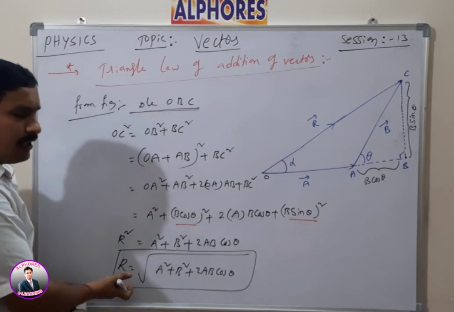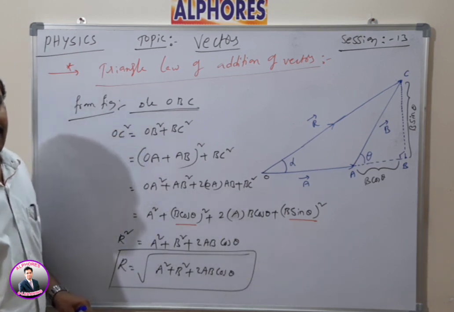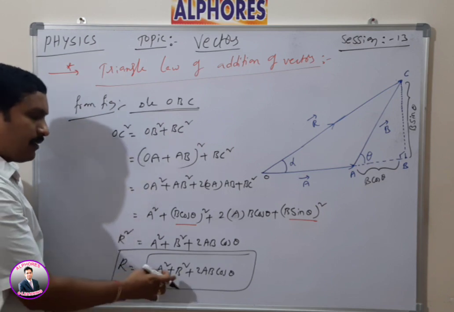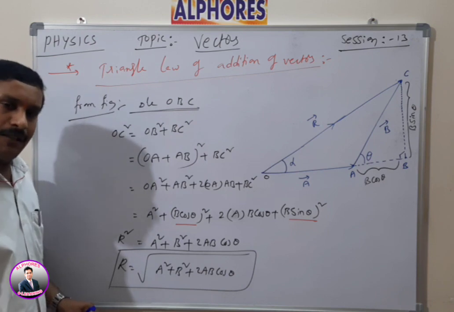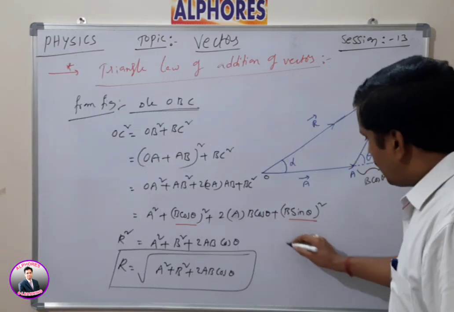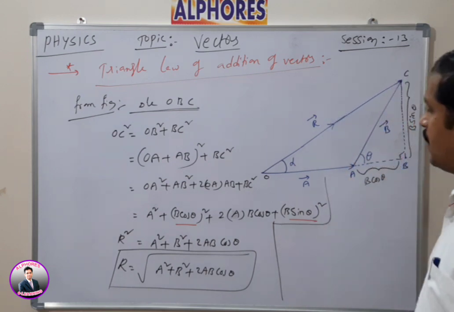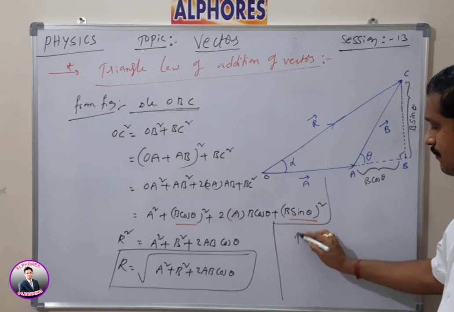This resultant is similar to the resultant in the parallelogram of addition of vectors, like R is equal to root of P square plus Q square plus 2PQ cos theta. Both are giving the same result. Now listen carefully. After that, let us say from this diagram, I have to find tan alpha also.